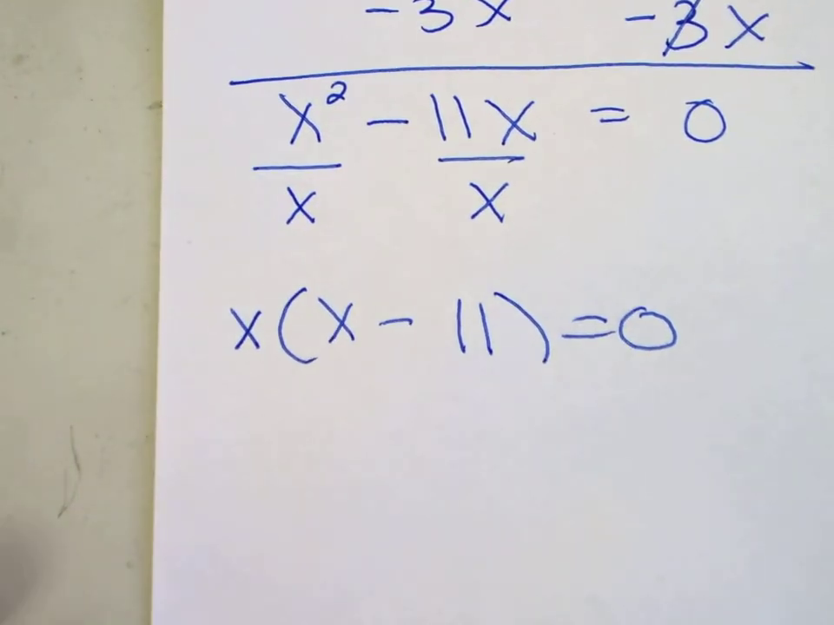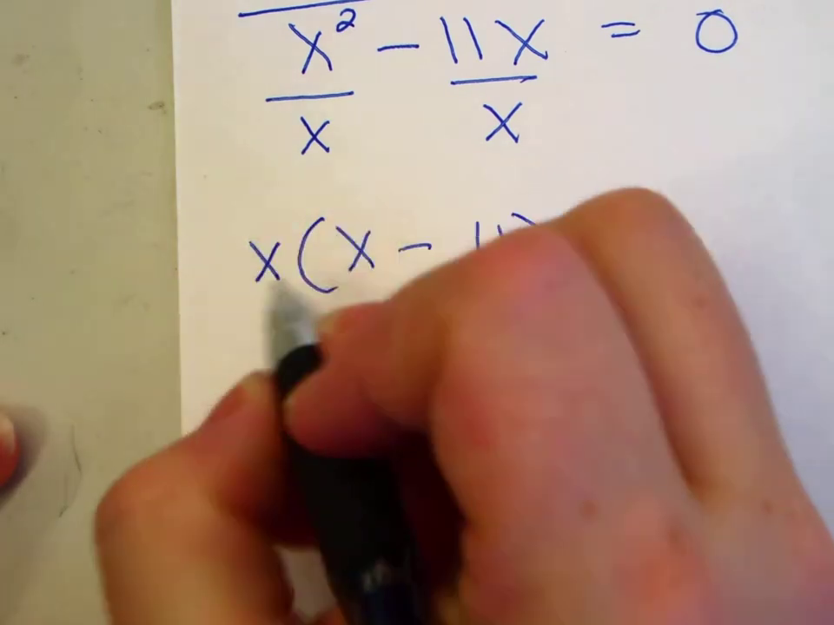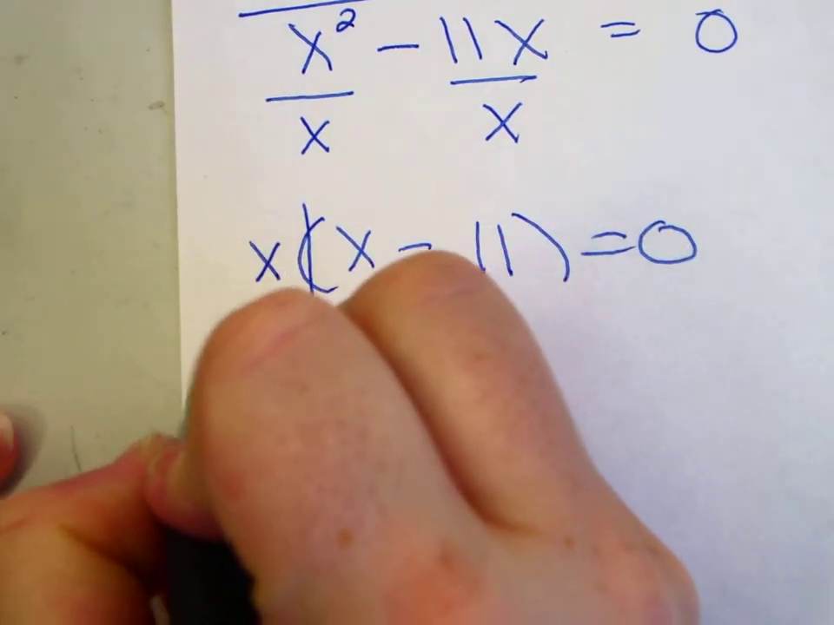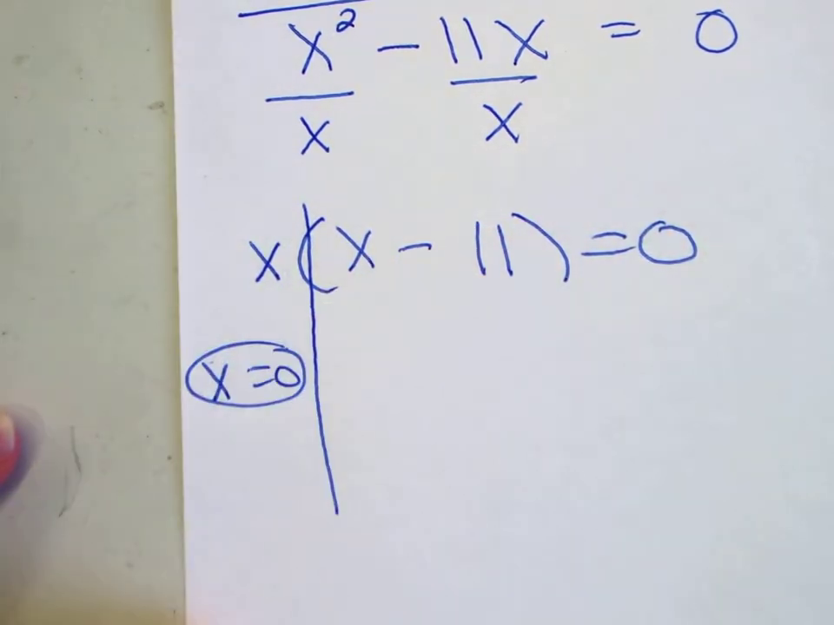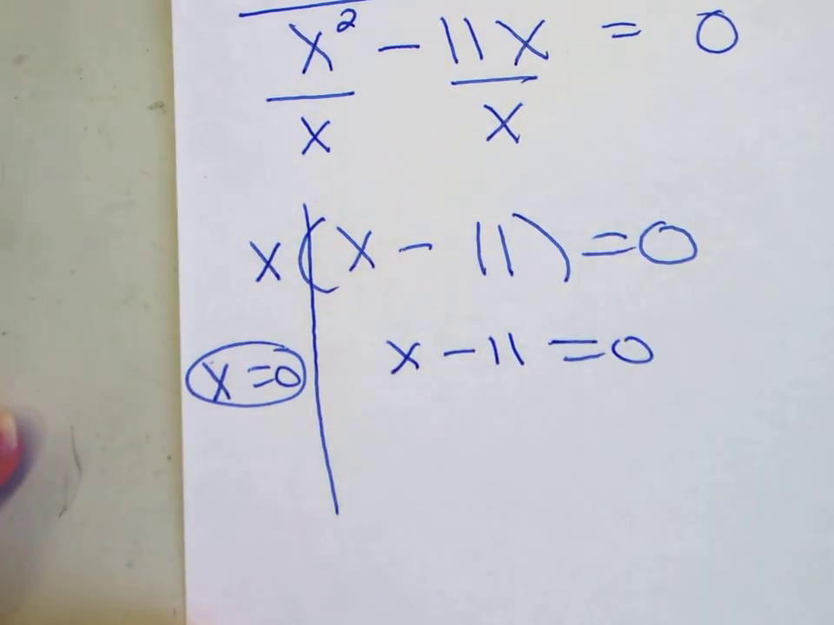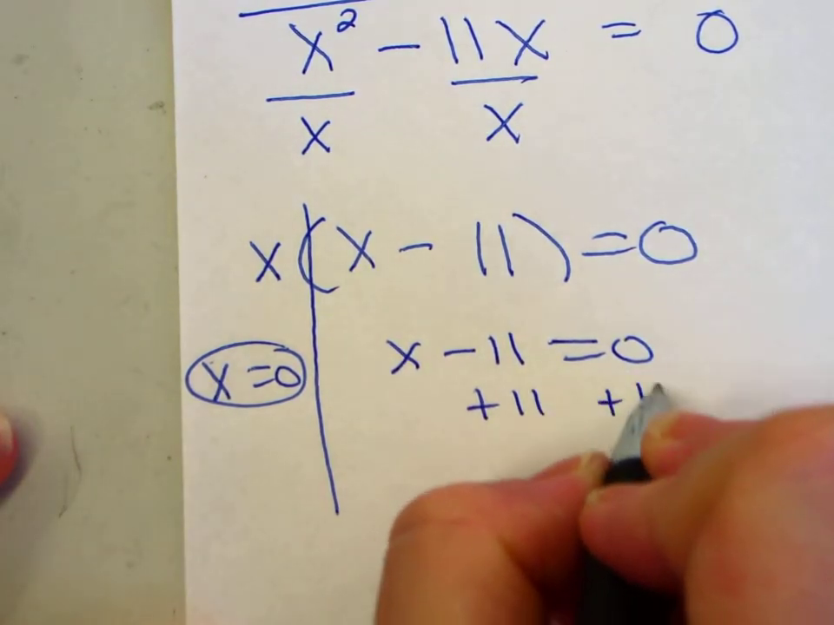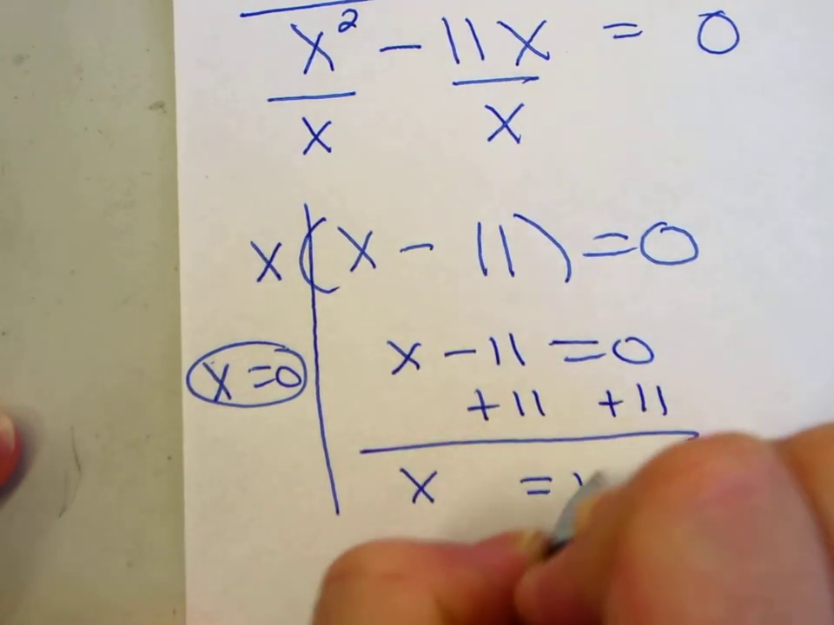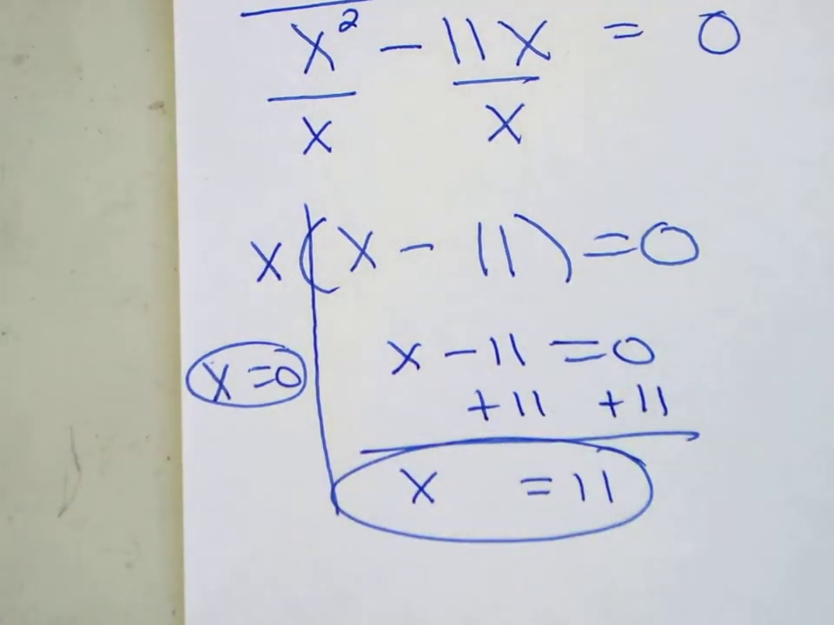Where do I draw my line this time? I draw it right at the parentheses. So x equals 0. Done on that side. x minus 11 equals 0. Add 11 to solve. Okay, and we're done. Right?